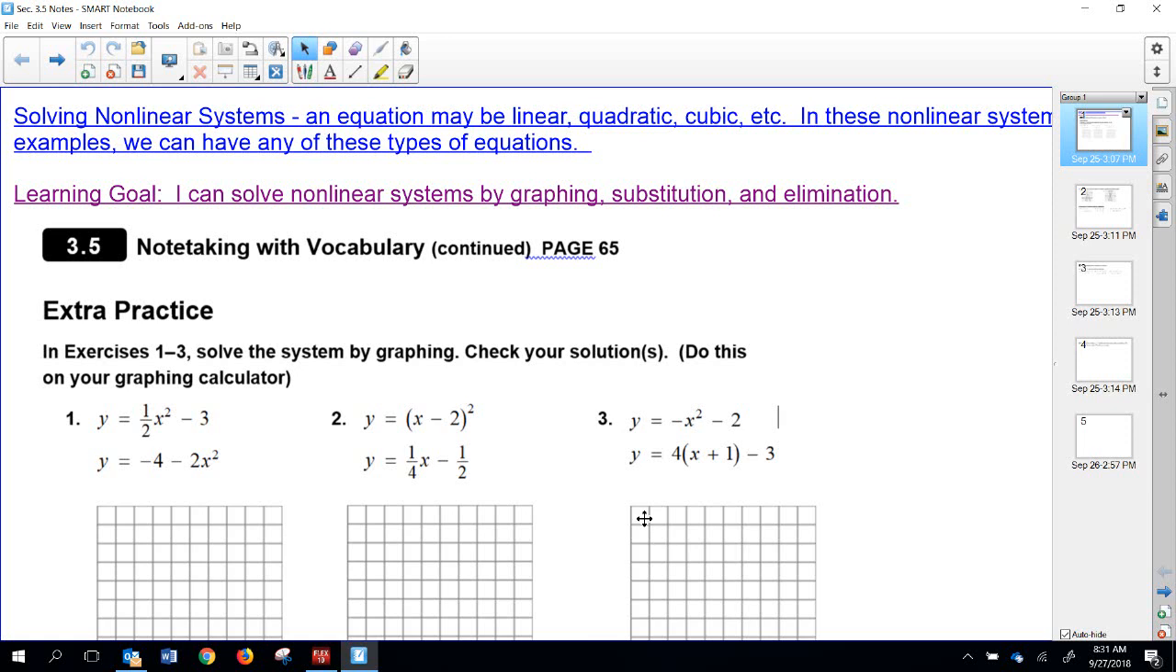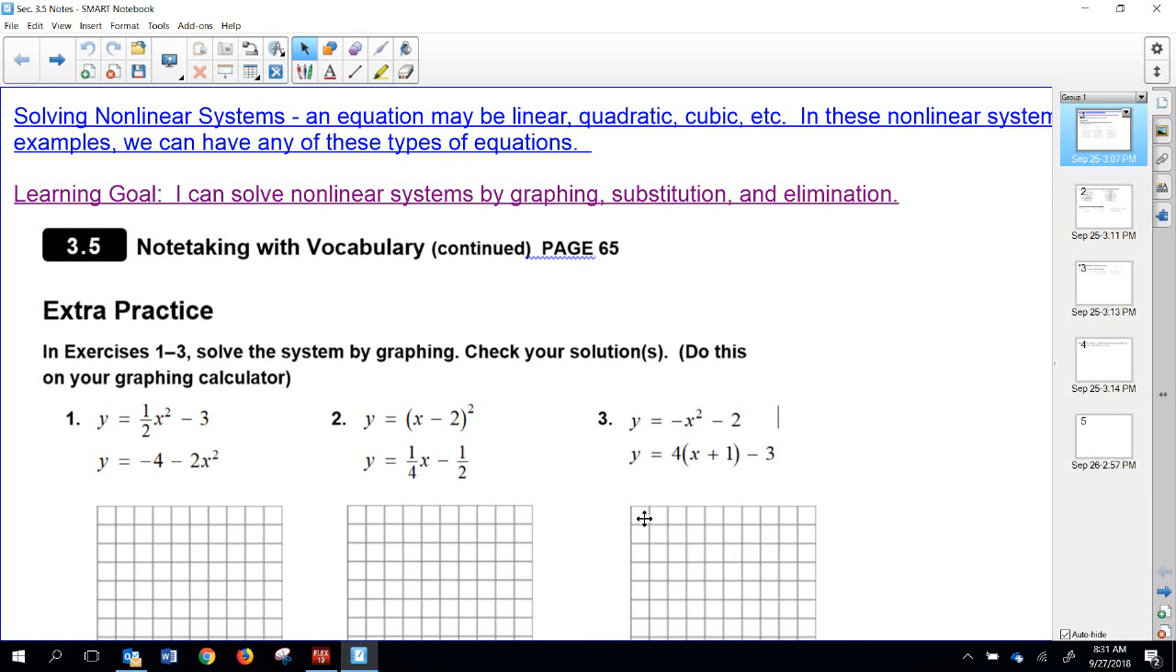The main ones we're going to be focusing on are a linear combined with a quadratic, or maybe two quadratics. So it's very similar to what we've been doing, especially number 2 in the warm-ups. That was a linear system, and we solved that. So we're just going to go straight into the practice problems here, numbers 1 through 3.